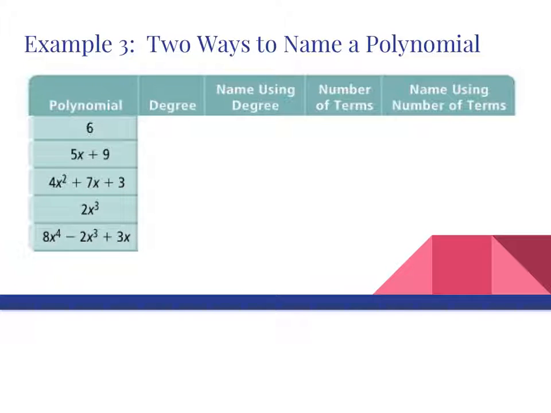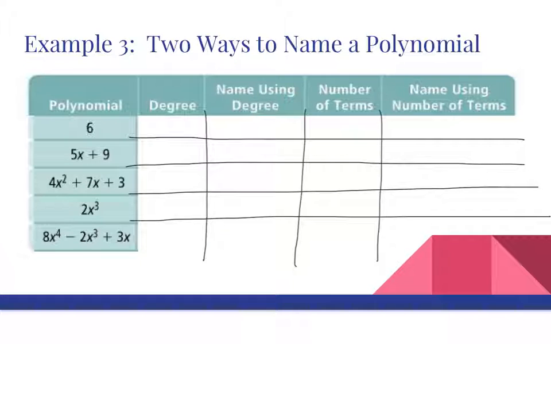Example 3, two ways to name a polynomial. Looking at the number 6, we know that 6 is really 6 times x to the 0, so that's 0 degree. The name using degree would be 0 degree polynomial. Number of terms is 1, so we'd call that a monomial. So these are the two ways of naming our polynomial, either 0 degree polynomial or a monomial.